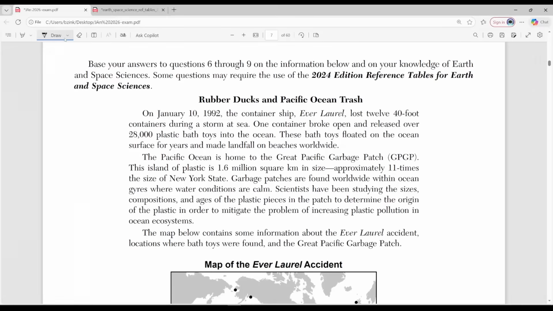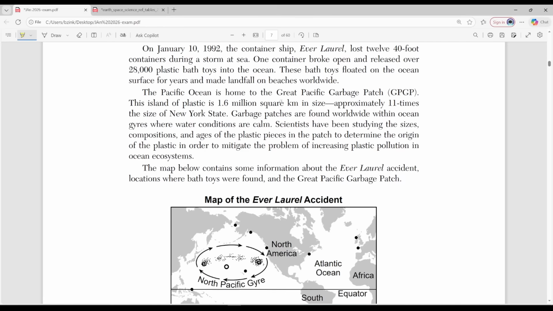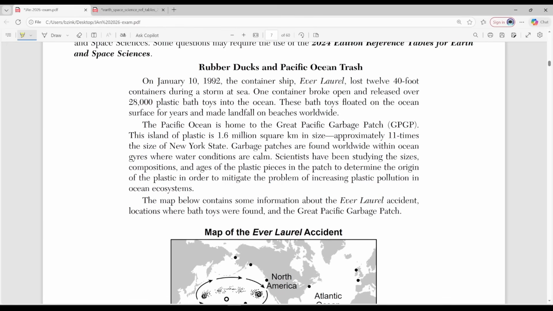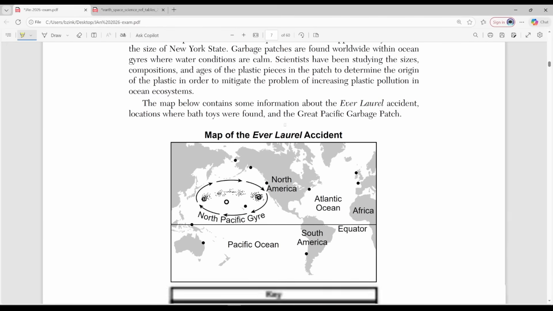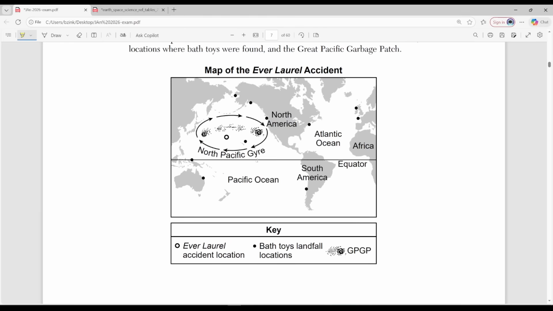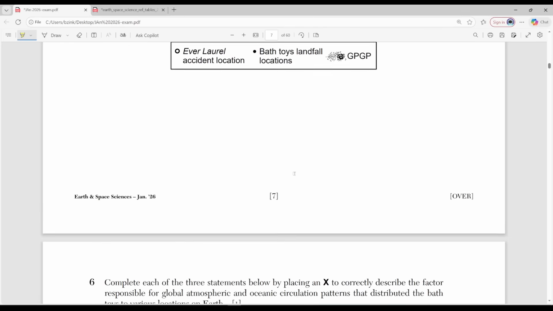All right, let's see what this next thing is. So we got our highlighter ready to go. We're going 6 through 9 on the information above. So here we go. Rubber ducks. Oh, trash. Okay, so you know what I'm doing? I'm just kind of looking at what it's showing me first on this one. Just a glance. And then I'm going to go down here.